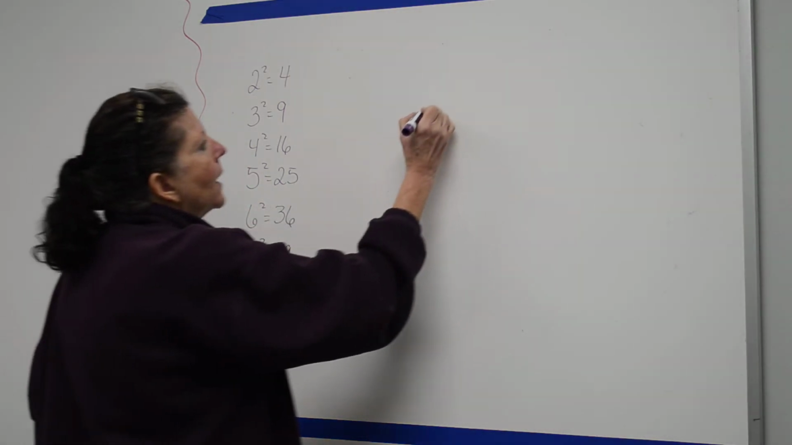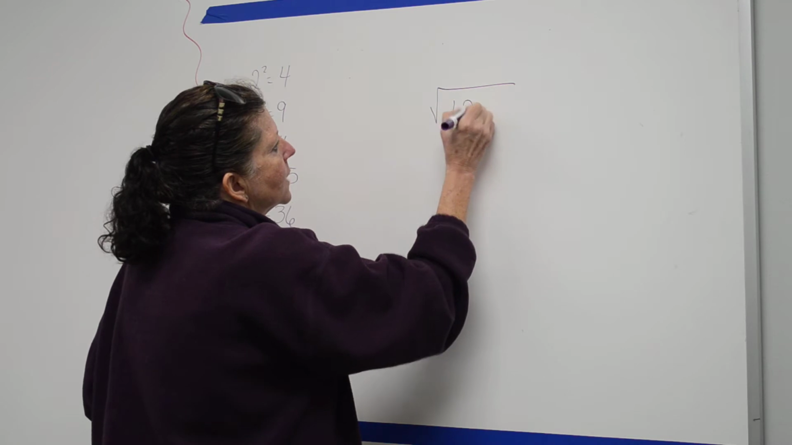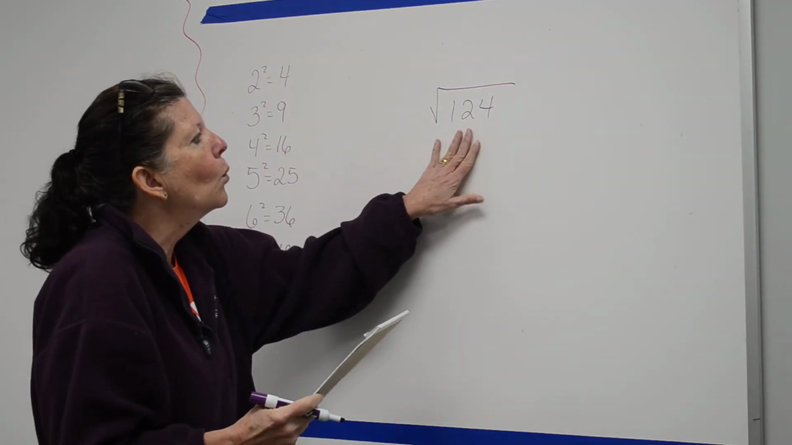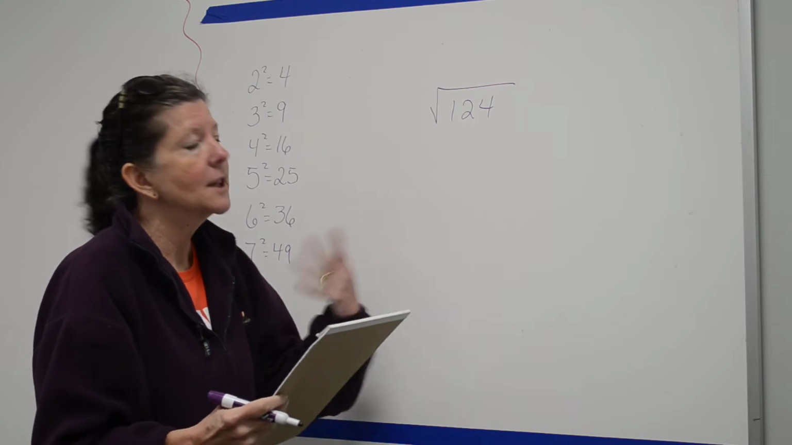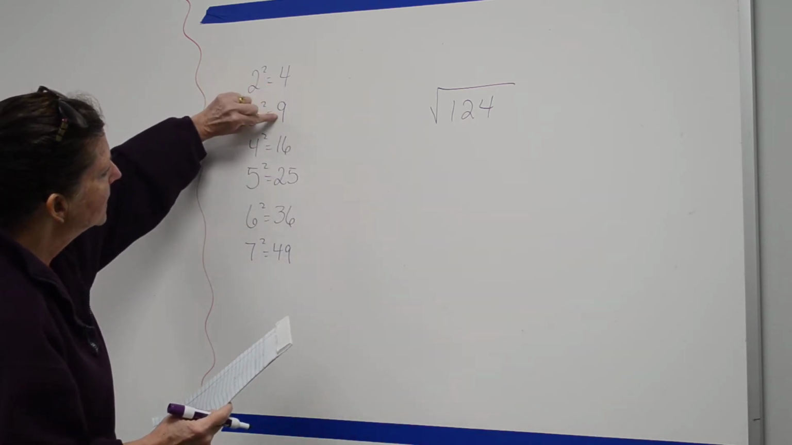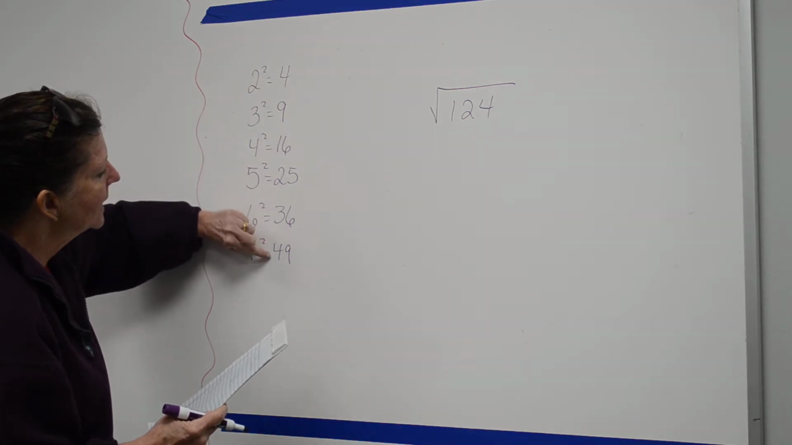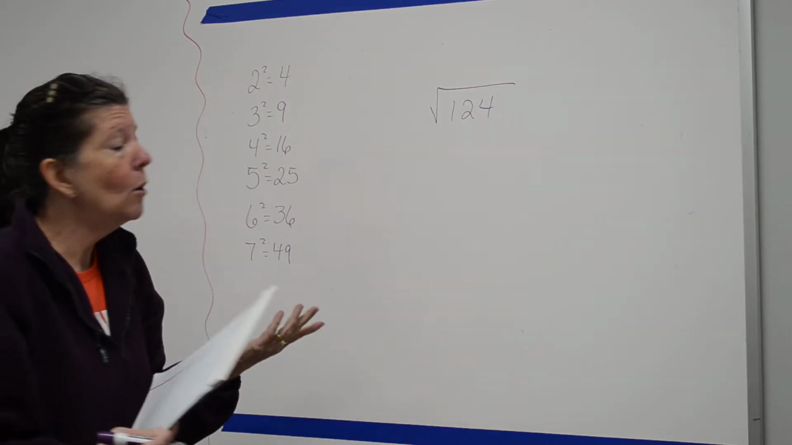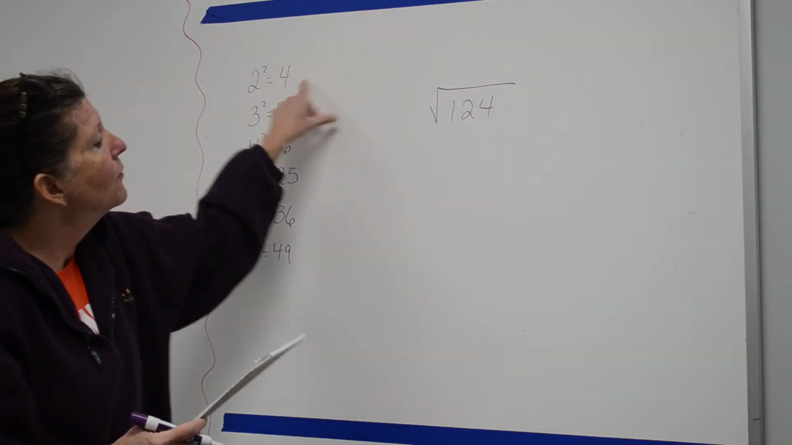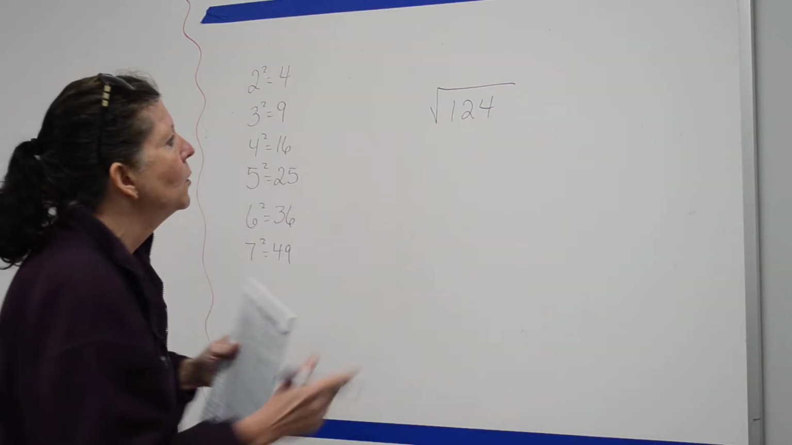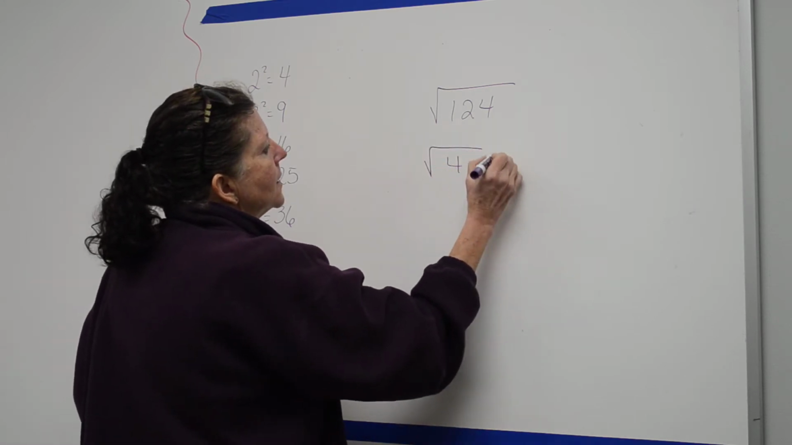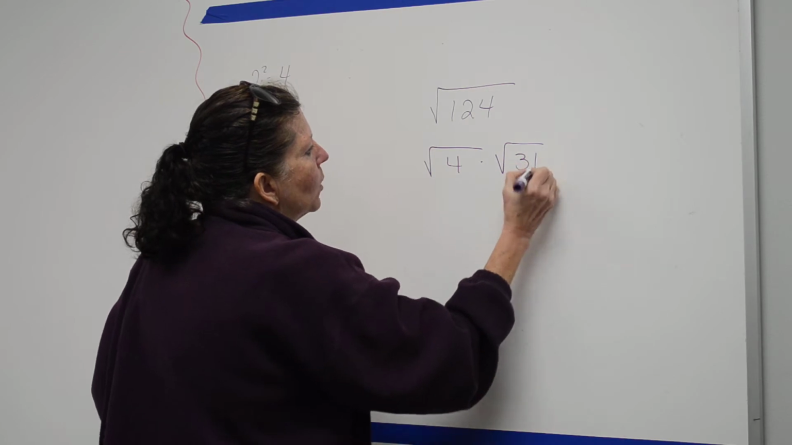So let's say you have the square root of 124. I want to look at 124 and ask, what can I multiply together to get 124? And I want to choose from these numbers right here that I can take a whole square root from. I'm pretty sure 4 will go into 124. So I break that down into the square root of 4 times the square root of 31.